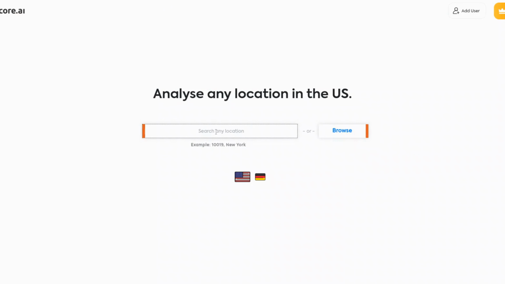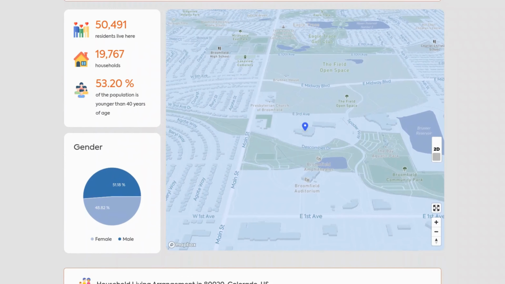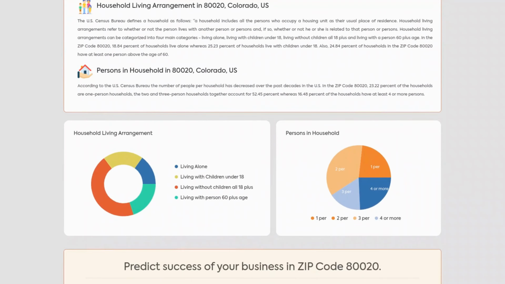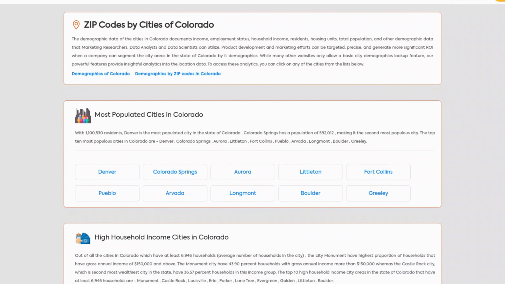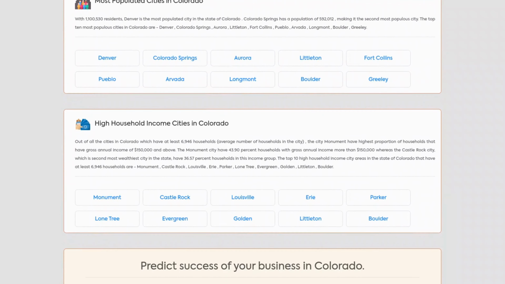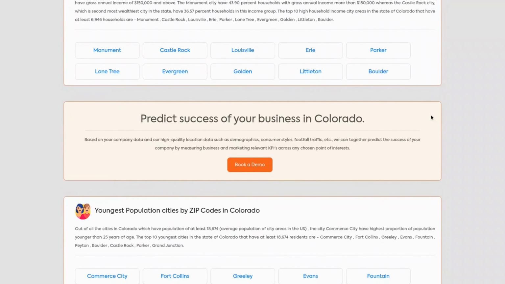You can also search by zip code and it'll give you a breakdown of that zip code. So you could just enter in the zip code for your local business and get all of the same data that we just saw. A good way to go about doing research is to click for the state, and then you can look at the most populated cities in the state, which is a good thing to know, and the high household income cities of the state. So this would be a good place to start if you're looking for the best places to advertise for your business.